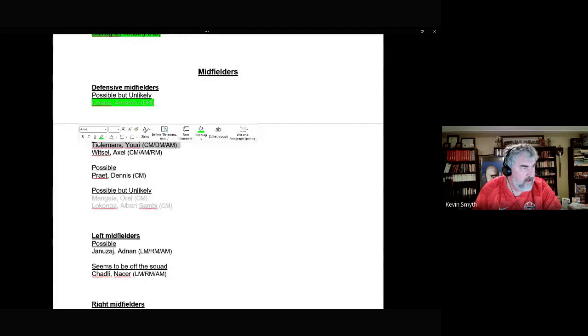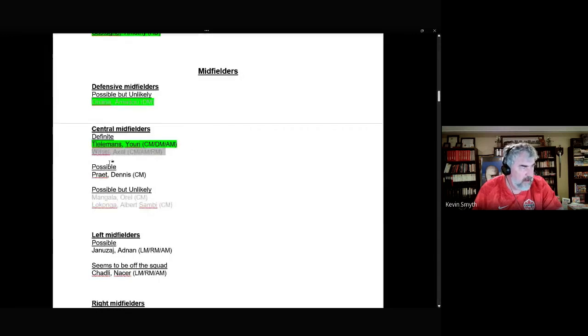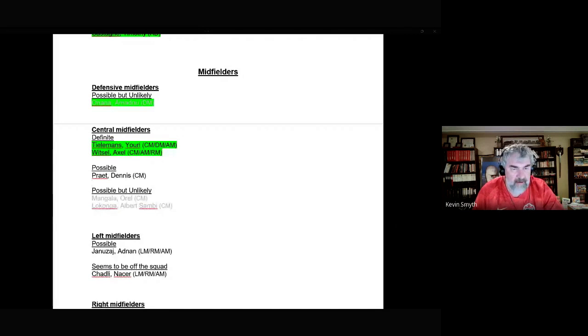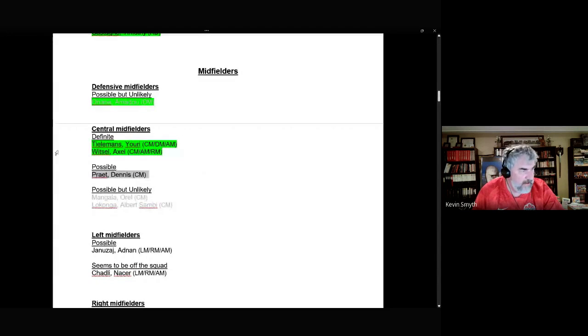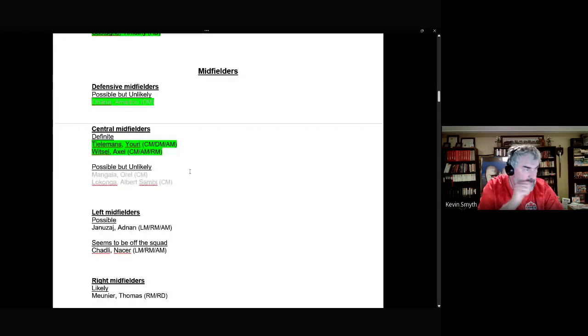And Yuri Tielemans did make the squad, as did Axel Witsel. So the candidates we had considered definite were selected. The possible candidate Dennis Praet was selected for the preliminary squad, but not the final squad. And the other 2, who we consider possible but unlikely, also made it to the preliminary squad, but not the final squad. That's Aurel Mangala and Albert Sambi Lokonga.